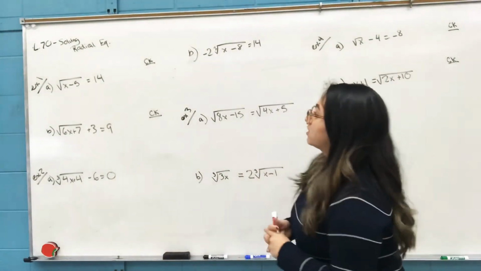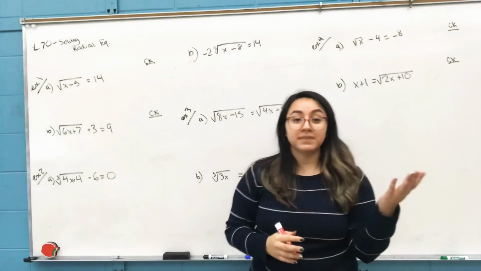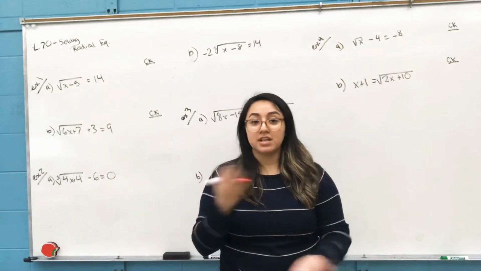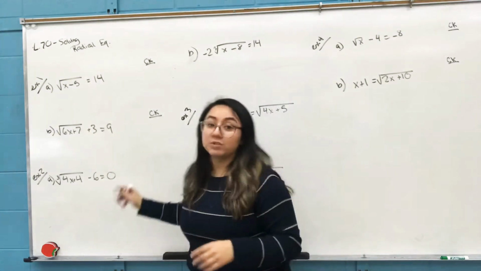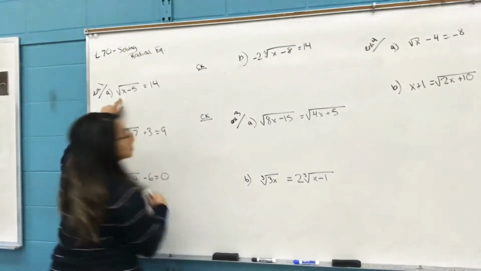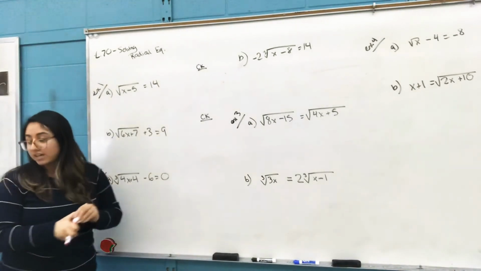Here we're solving radical equations. Multiplication and division undo each other. Addition and subtraction undo each other. Same thing here with radicals. Square roots and squares cancel each other out.